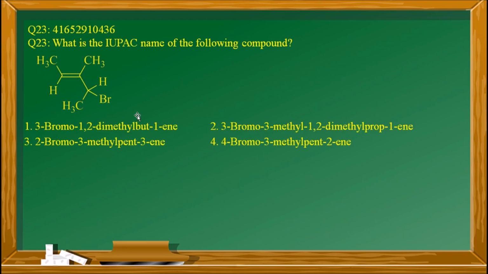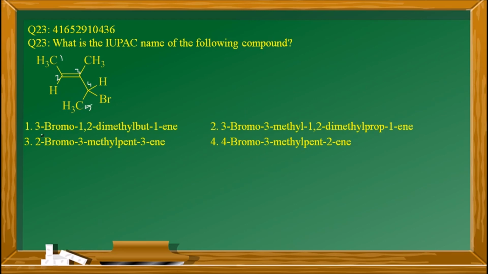Next, question number 23. What is the IUPAC name of the following compound? Straight away they are asking, friends, for the IUPAC name of this compound. How many carbons are there? 1, 2, 3, 4, 5 and 6. 6 carbons are there. As per IUPAC nomenclature rules, you have to choose the longest chain, which has the highest number of carbons. 1, 2, 3, 4, 5. Yes, friends, let us see arbitrary numbering. 1, 2, 3, 4 and 5. 5 means the nomenclature should be pentene.